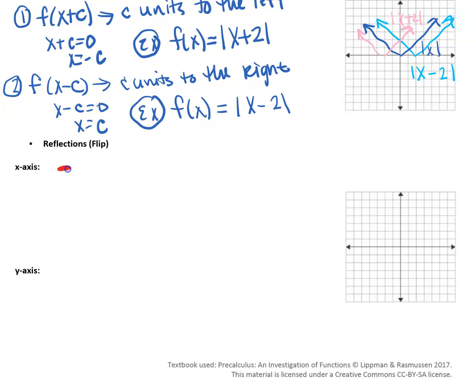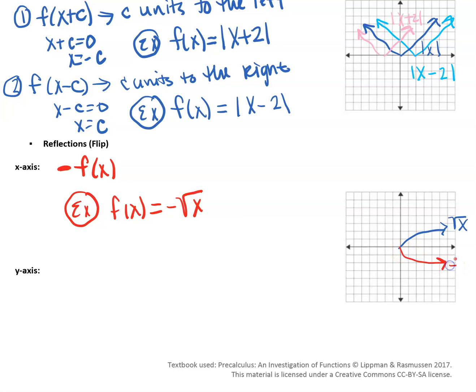If you have a negative applied on the outside of your function, for example, if you had f of x equal to negative square root of x, that is going to give you a reflection on the x-axis. First, let's do like we did before, and look at the parent function. So here is the square root of x. If I apply the negative on the outside, it reflects over the x-axis, and I get this one, which is negative square root of x.